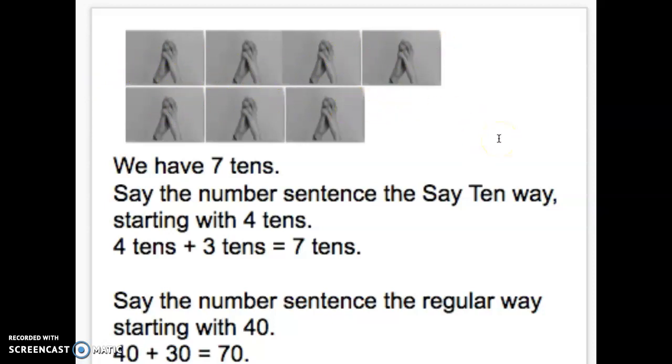If we say the number sentence the say 10 way, we would say 4 tens plus 3 tens equals 7 tens. If we say the number sentence the regular way, starting with the number 40, we would say 40 plus 30 equals 70. Remember, each of these is counted by 10, so 10, 20, 30, 40 plus 10, 20, 30 equals a total of 70.